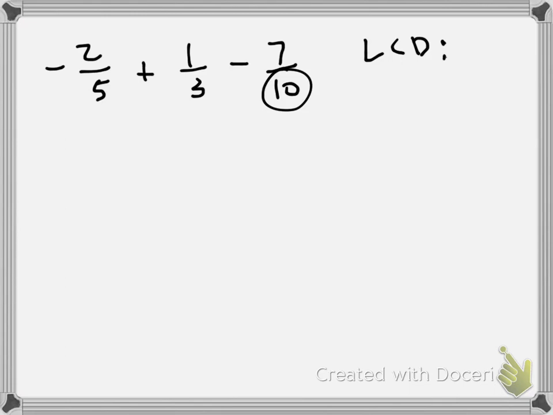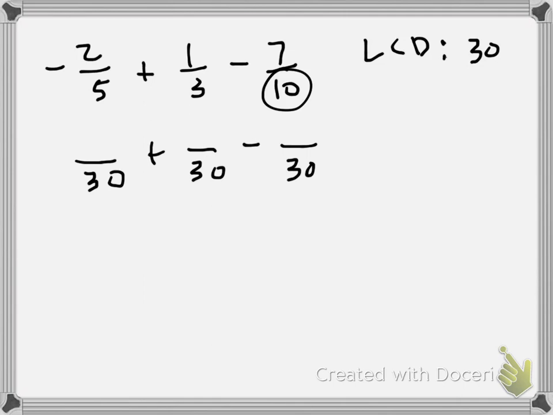So 10 times 1 is 10. 5 goes into 10, but 3 does not. So I don't want to stop there. I want to keep going. 10 times 2 is 20. 5 goes into 20, but 3 does not. So 10 times 3 is 30. And 5 goes into 30 6 times. 3 goes into 30 10 times. So 30 is going to be my LCD. Okay, so that's the process that I would recommend for that. Next, we're going to take our fractions and we're going to rewrite them with that LCD value on the bottom.